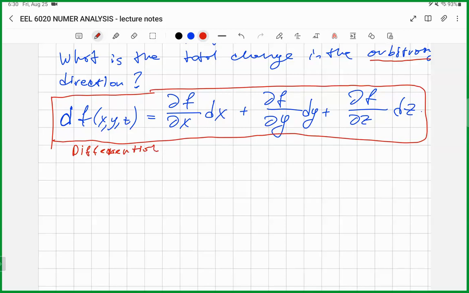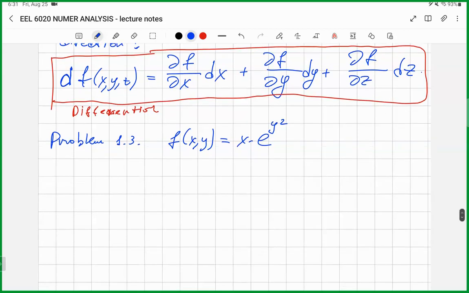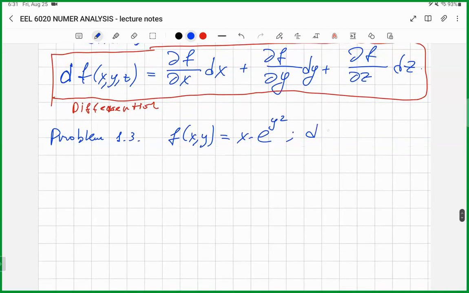Differential. So let's consider problem 1.3 for the function f(x, y), which is x times, for example, e to the power of y squared. Find the total differential of this function.